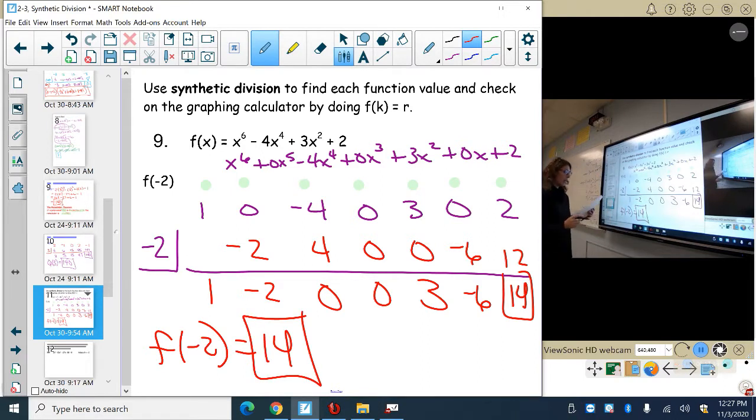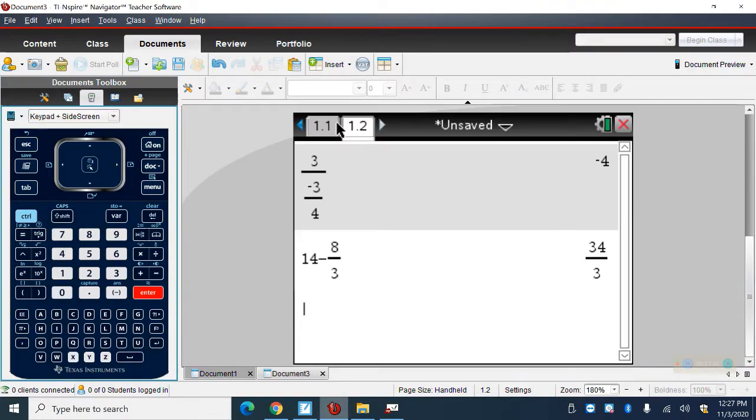And you're done. So how do I check that on the graphing calculator? Well, on the graphing calculator, you are literally just going to have parenthesis negative 2 raised to the 6th power minus 4 times negative 2 raised to the 4th power.